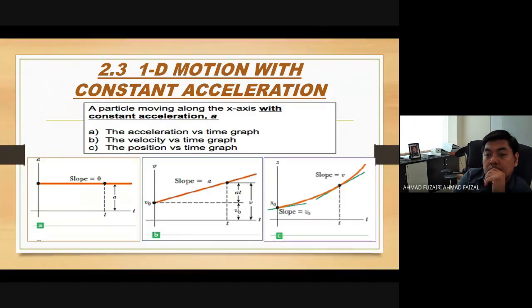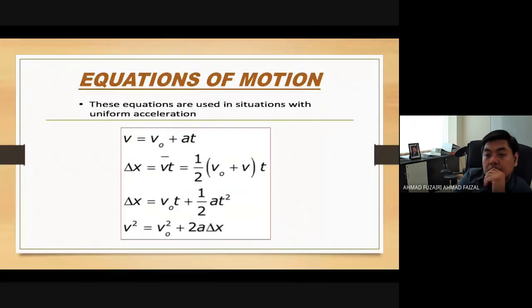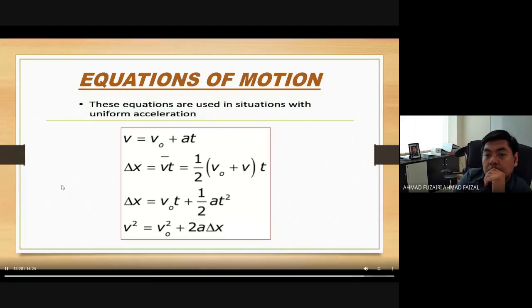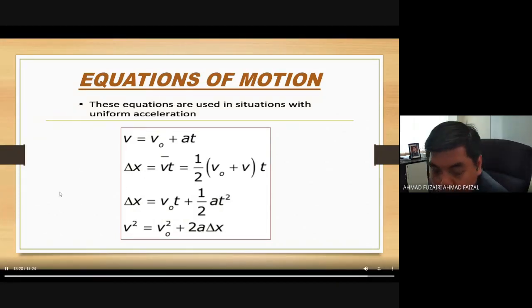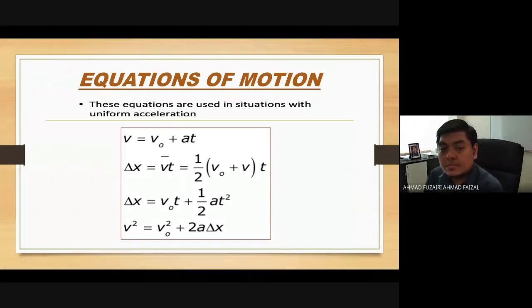Before you start solving problems in one-dimensional motion, let's identify the four kinematics equations involved. So students, please remember these four equations are used in situations that have uniform or constant acceleration only. The first equation is v equals v naught plus at. The second equation is delta x equals v bar t. The third equation is delta x equals v naught t plus half at squared. And the last, number 4, is v squared equals v naught squared plus 2a delta x.